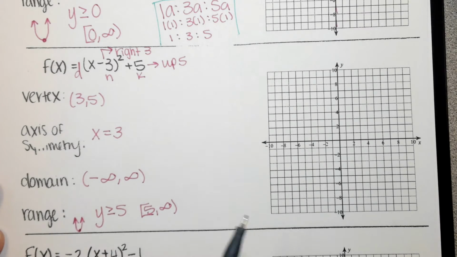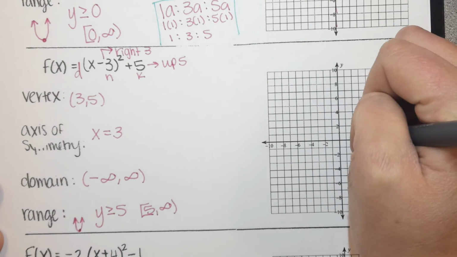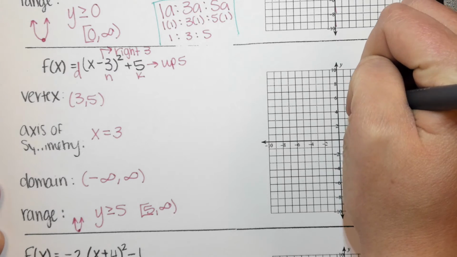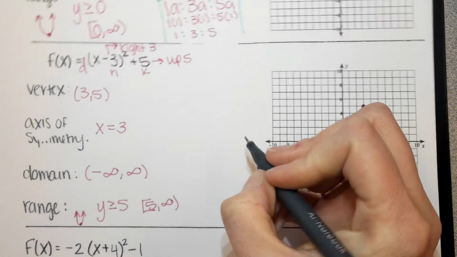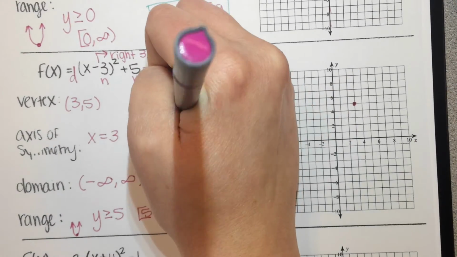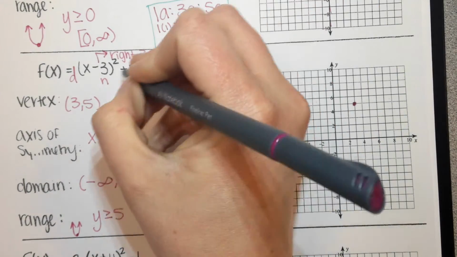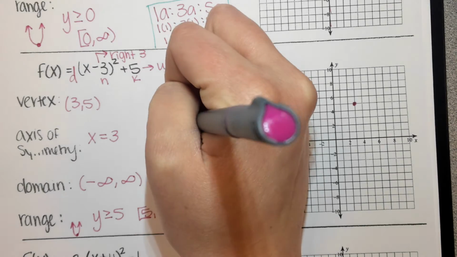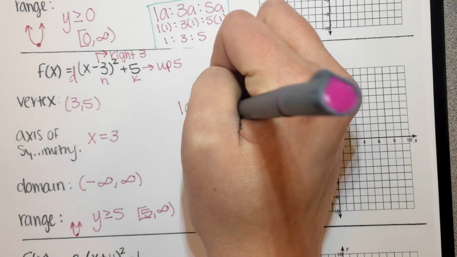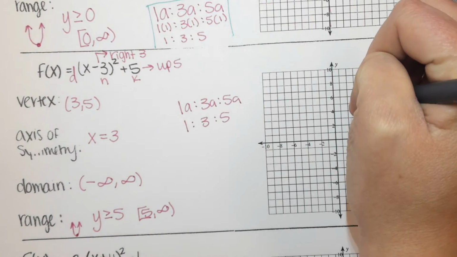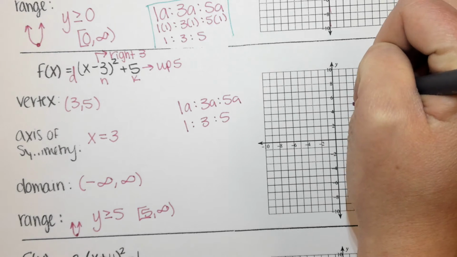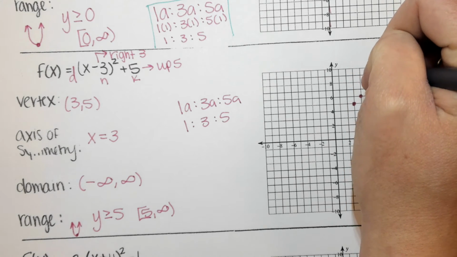Now, let's graph it. So my vertex is 3, 5. And let's use our 1A, 3A, 5A. So our A is 1. So 1 times 1 is 1, 3 times 1 is 3, and 5 times 1 is 5. So from here, I'm going to go over 1, up 1, over 1, up 3, and then I ran out of room.